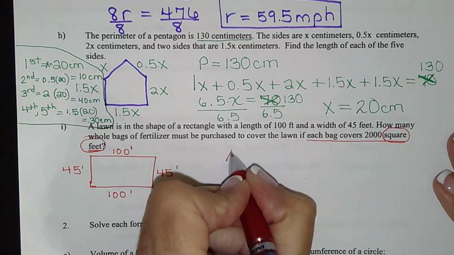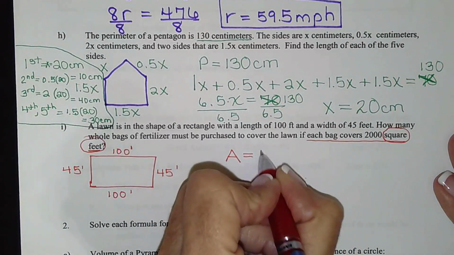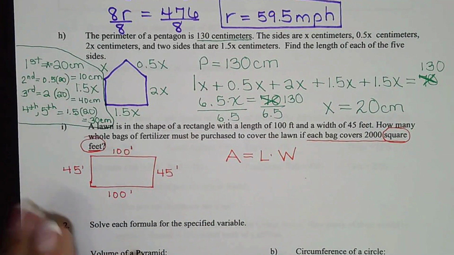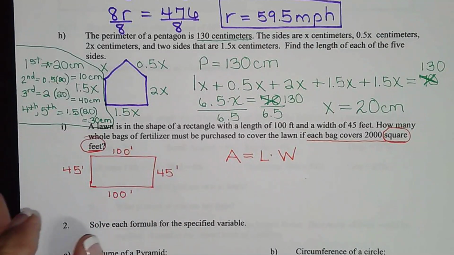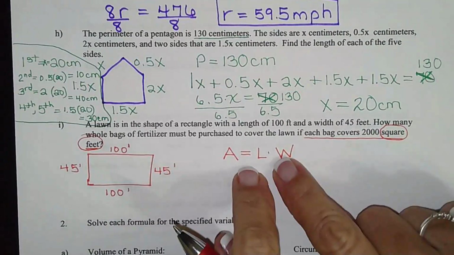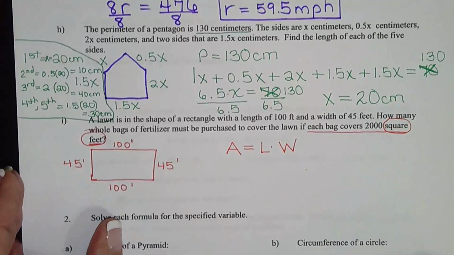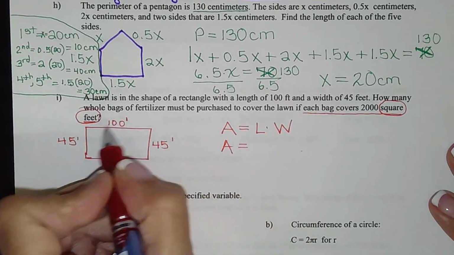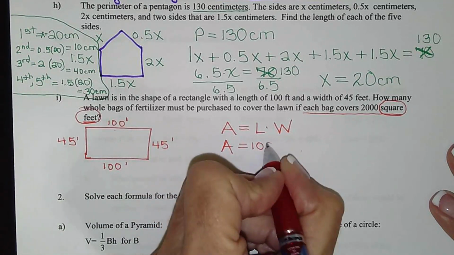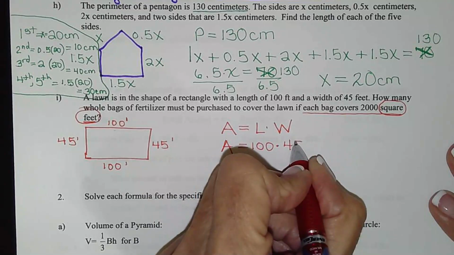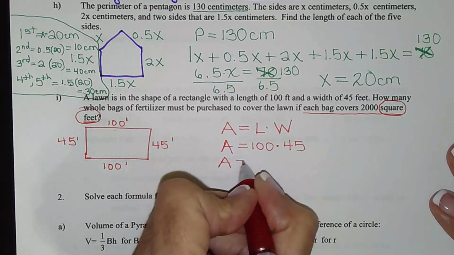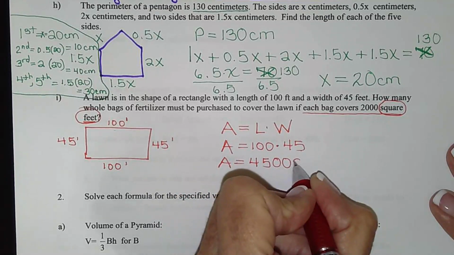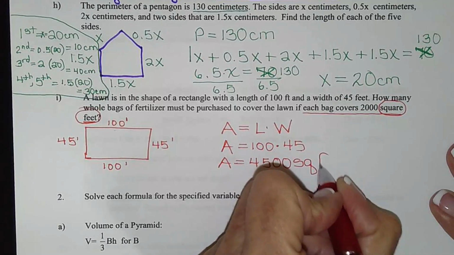So I immediately go, oh, this is one of the formulas Miss Norris said we had to memorize. Area equals length times width. So the minute I read those two words, I write this. And then I fill in. The length of the lawn is 100. The width of the lawn is 45. So that area would be 4,500 square feet.